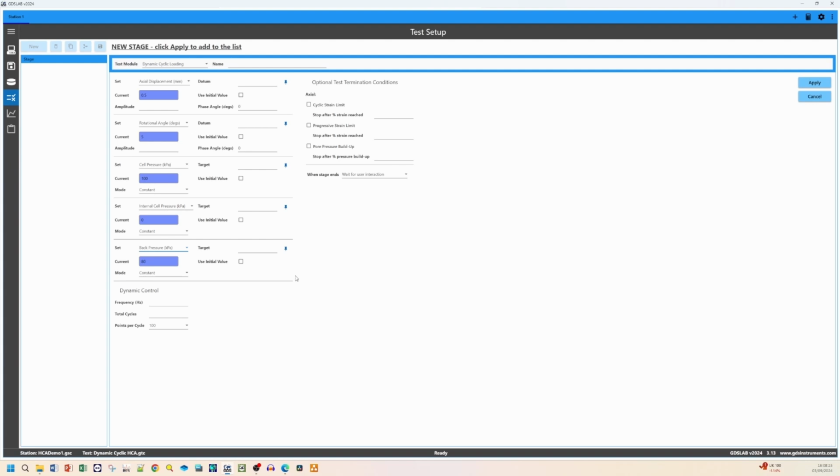And the last set block that we have is a dynamic control, which for more advanced systems you can dynamically cycle the cell pressure and inner cell pressure in addition to the vertical and rotational axes.